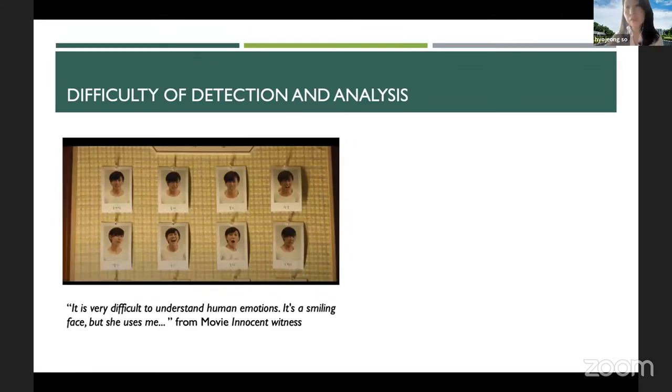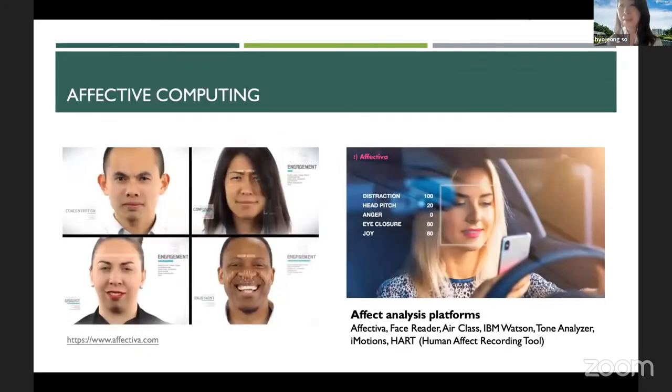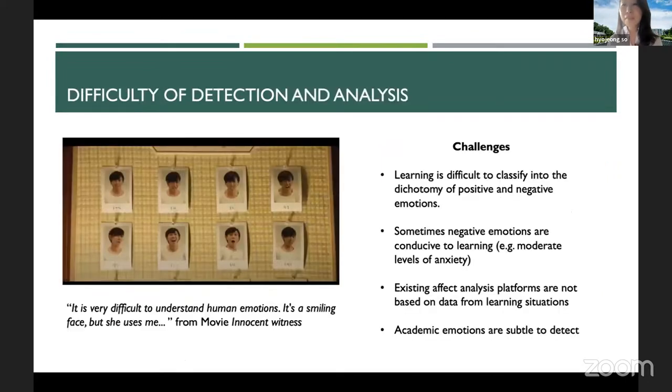In the initial phase of this research project, I was very naive, and I thought that maybe I could use this kind of affective computing program, easily analyze the students' emotions, and do something for them. But I found that this is not really true. There are many reasons why we cannot use these kinds of commercial programs, at least from my perspective. The first reason is that learning is very difficult to classify as positive or negative, because we do need some negative emotions along the way. For example, sometimes we need some kind of anxiety or confusion, and they may also be very helpful to learning or learning achievement. And also these commercial affective computing programs are based on commercial data, so they are not really reflecting learning situations.